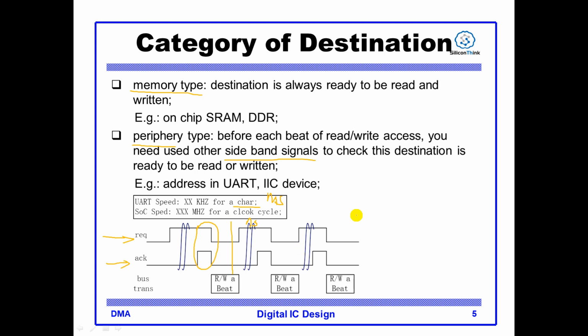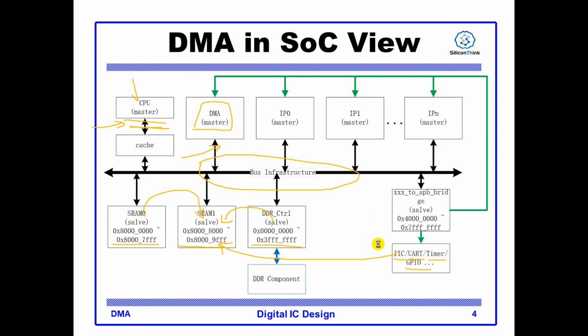So if you want to receive 1000 characters from the UART interface, you have to handshake with the UART block 1000 times. And if you use the CPU routine to read the same amount of data from UART, the CPU core may receive 1000 interrupts from UART.